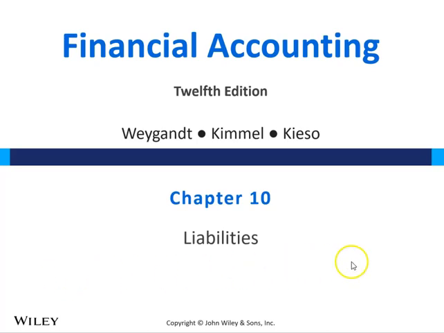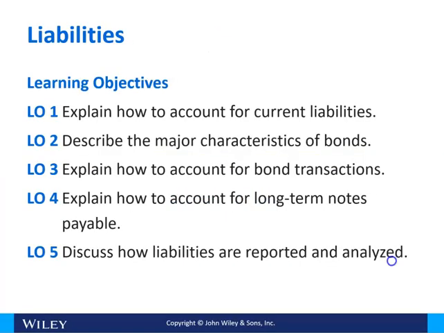Welcome back. This is Accounting 101, and we're going to cover Chapter 10, Liabilities. Learning objectives for this chapter are to explain how to account for current liabilities, describe the major characteristics of bonds, explain how to account for bond transactions, explain how to account for long-term notes payable, and finally discuss how liabilities are reported and analyzed.